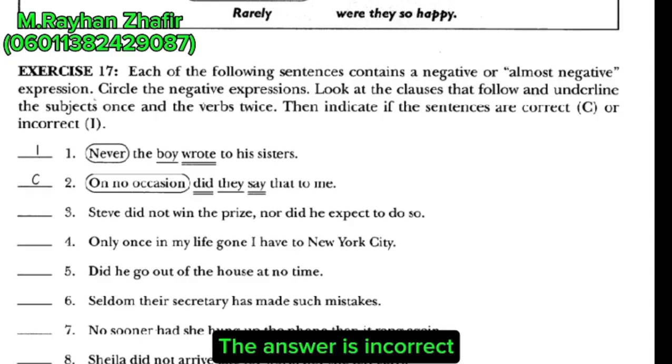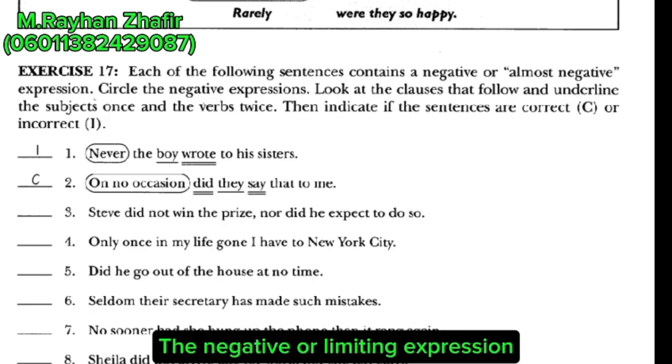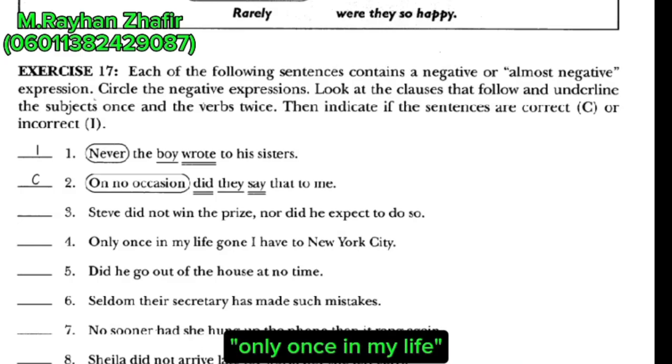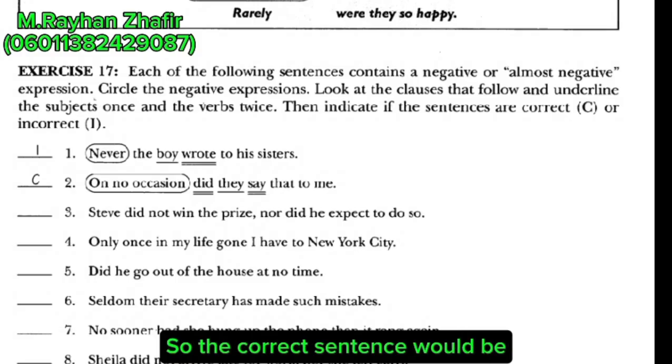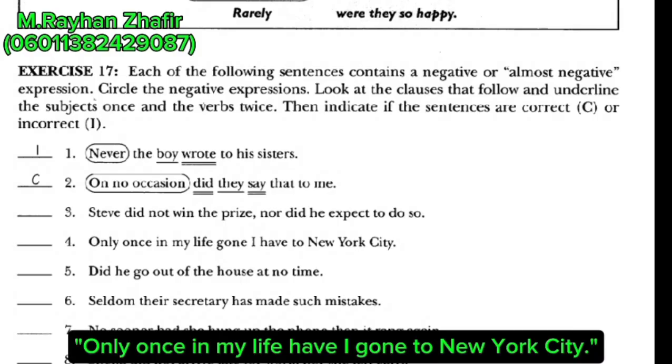The answer is incorrect. The negative or limiting expression "only once in my life" requires subject-verb inversion, but the order here is wrong. So the correct sentence would be, "Only once in my life have I gone to New York City."